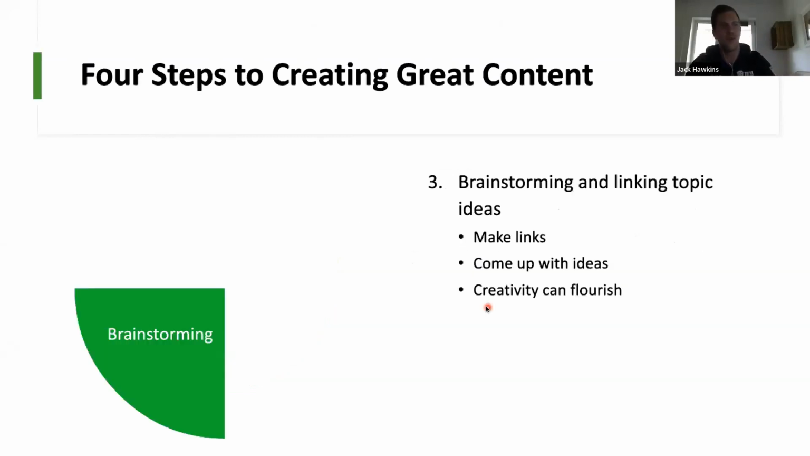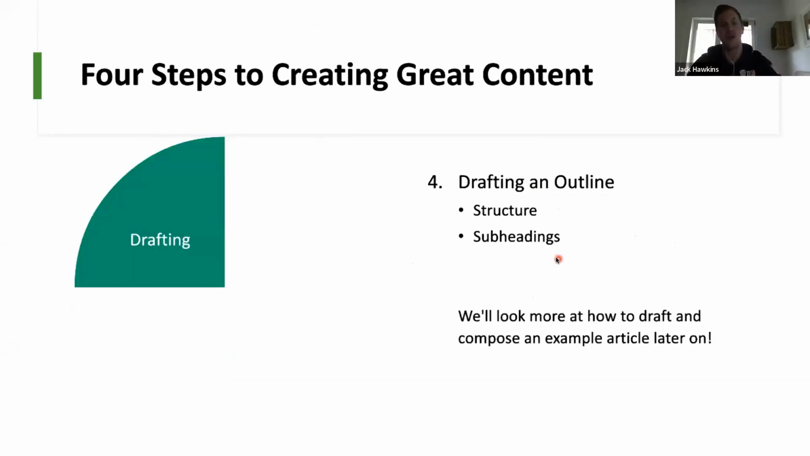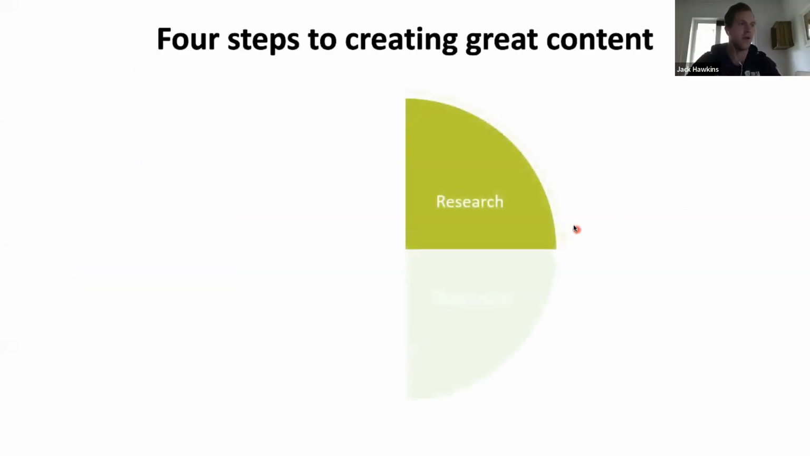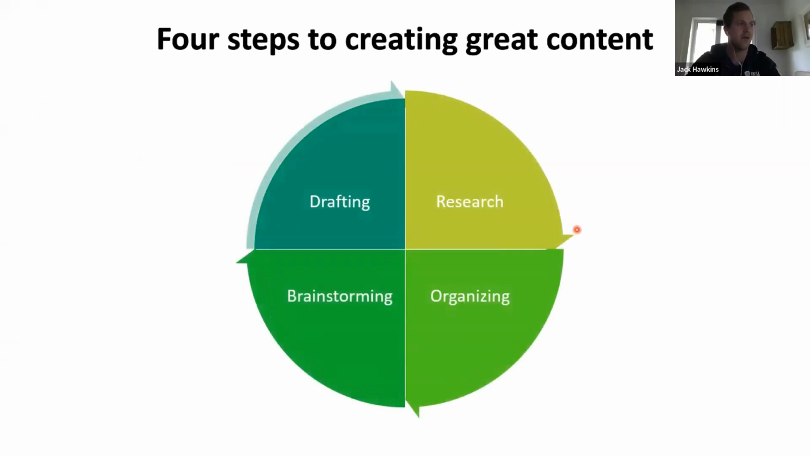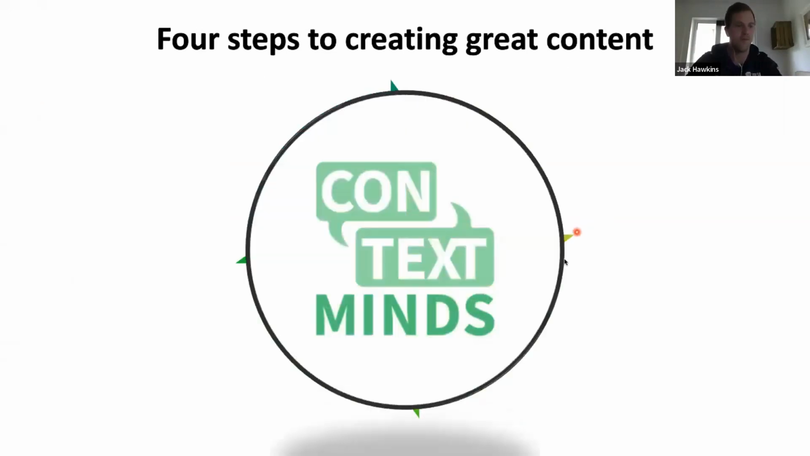Third step, you're brainstorming and linking topic ideas. So once you've organized everything, you want to link everything together, come up with ideas, and that's where your creativity can really flourish. And then your fourth step is where you're going to be drafting your structure and your outline, whether that's drafting an individual piece of content or your whole strategy if you've got a wider content strategy. So this is where something like ContextMinds comes in. So you've got 4 steps in one app, okay?